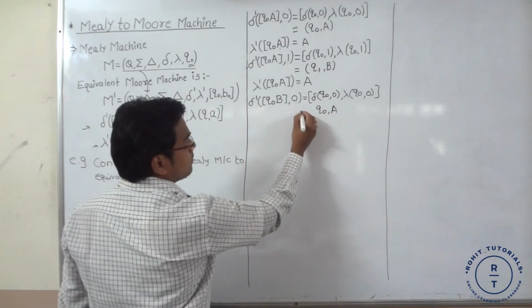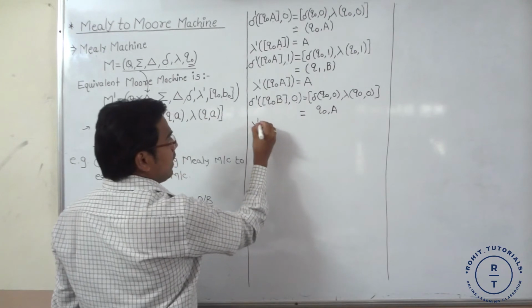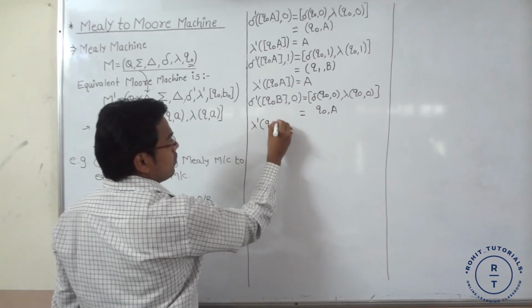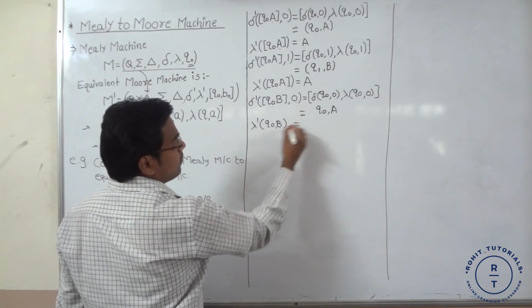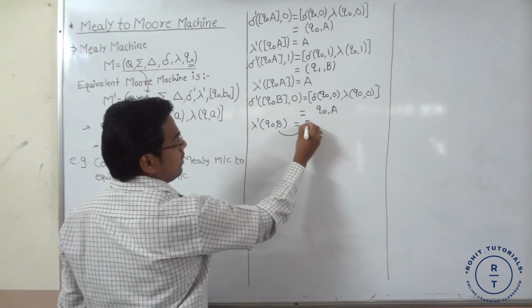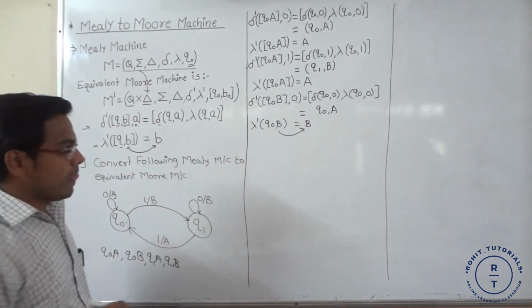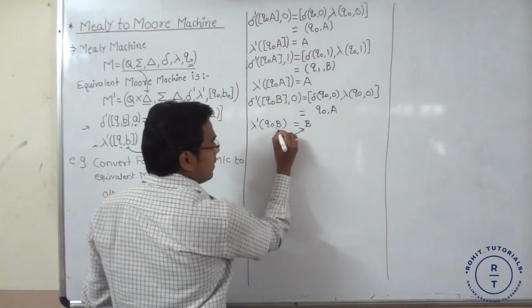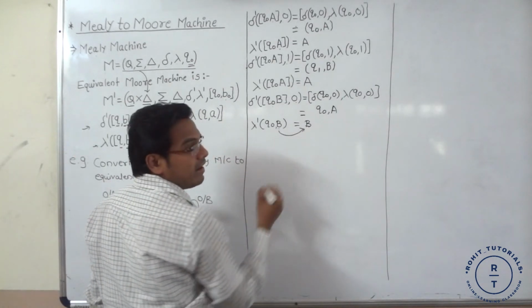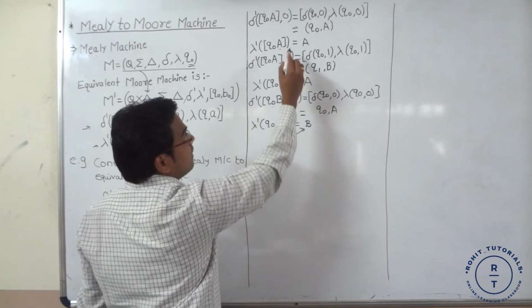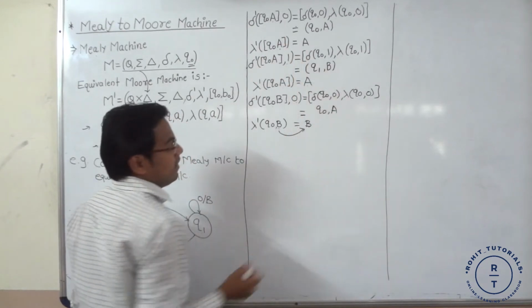Next is lambda dash Q0, output is B. So here we directly return B. Here the B is present, so that's why we write here B. Here A is present, write here A.